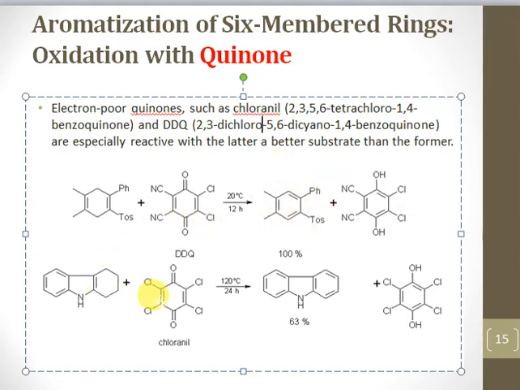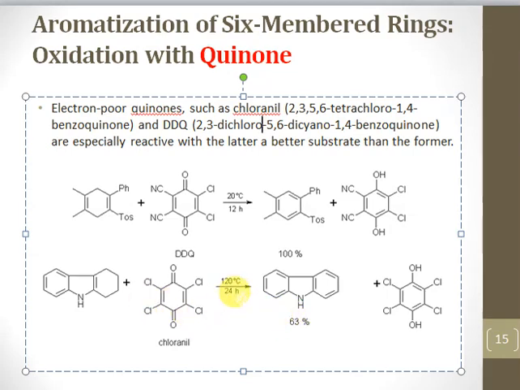Now another alternative is chloranil. Chloranil is this one. Chloranil is basically 2,3,5,6-tetrachloro-1,4-benzoquinone, and this is its commercial name. Chloranil is not as electronically deficient as DDQ, so you may predict that its reaction will not be as fast. You can compare the yield.